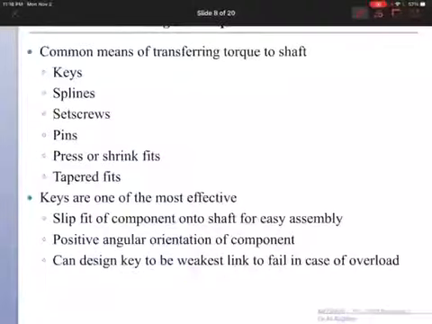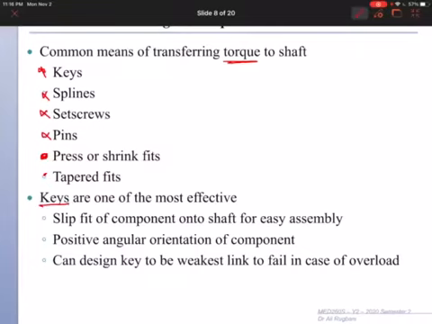In this slide, you see the common means of transferring torque to a shaft and also to support axial load. So for transferring torque, keys are very commonly used with set screws. We can also use planes, we can use bends, we can use shrink fits if the torque is not very high, and also tapered fits.